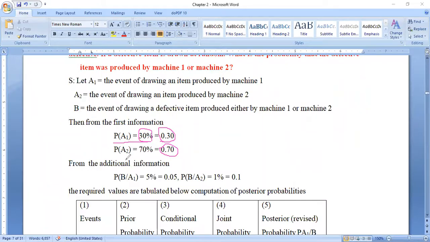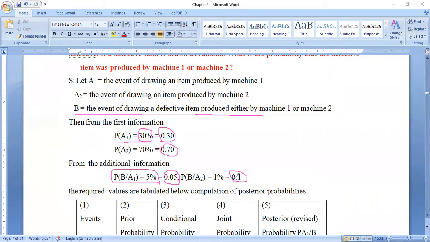Then from the additional information, P of B given A1 is equal to 5%. These are the defective items produced by machine 1. Instead of writing defective items, P of B given A1 is equal to 5%. Ignoring the percentage symbol, I am writing here 0.05. Then P of B given A2 is equal to 1%, that is 0.01. In this way, by observing the question, we have to write this information clearly.